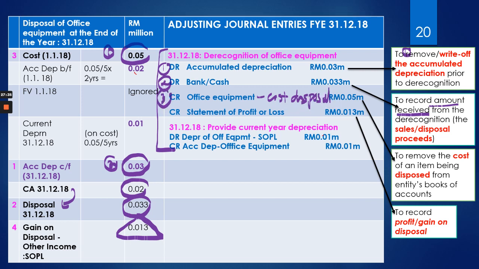So that was number 3. And I put the journal here. This is the revision of FAR210. You remove the cost, dispose, or you eliminate, or you exclude, or you derecognize.